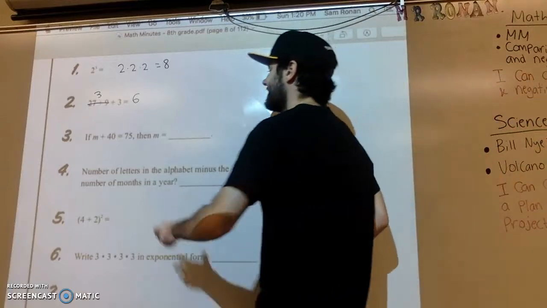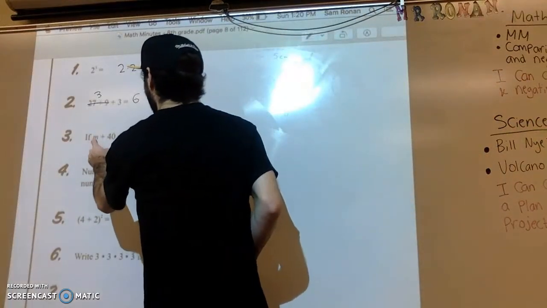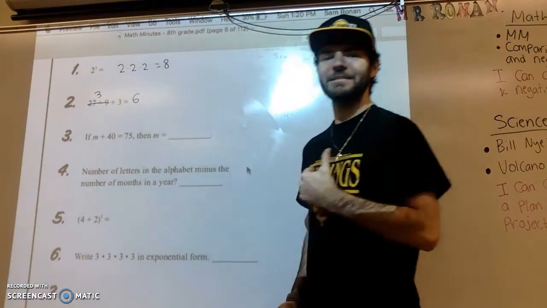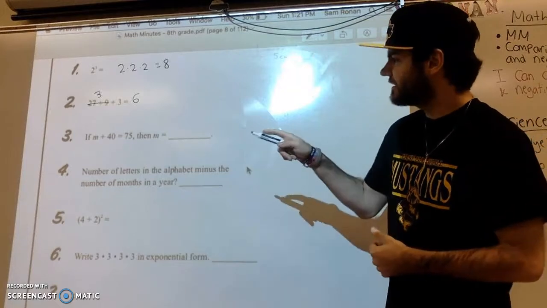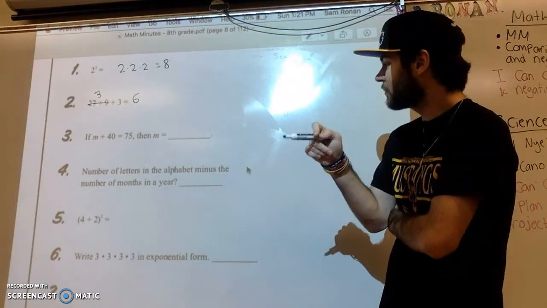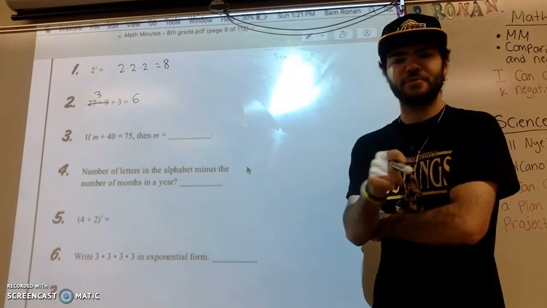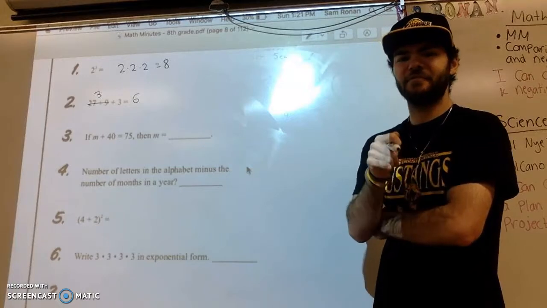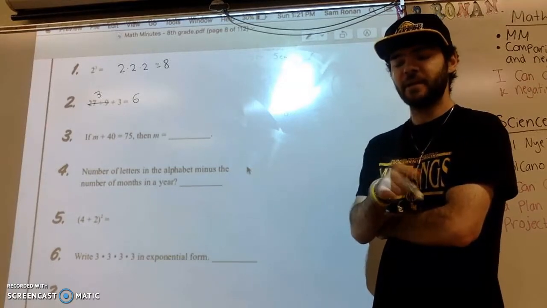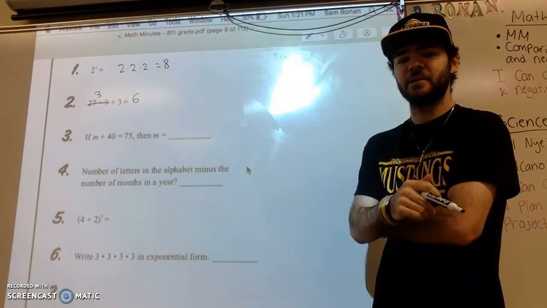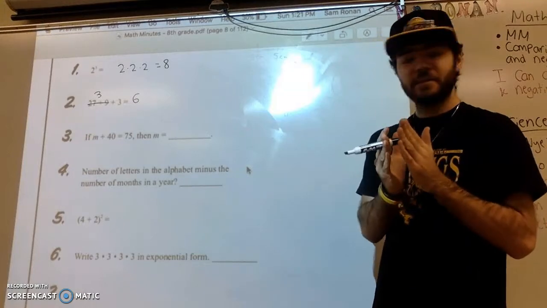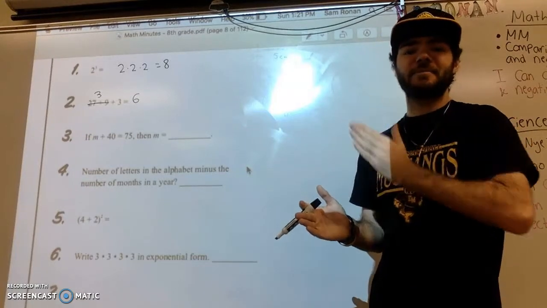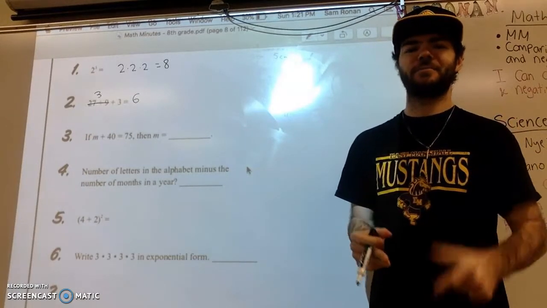What I would say, let's take a look at our variable, which is m, and figure out what is happening to it. When I'm looking at this, I read it as m plus 40 equals 75. So what I'm doing to m is I'm adding 40 to it. Algebra is all about opposites though. So if we're adding 40 to one side, we want to do the opposite of that. We want to take 40 away from both sides now.